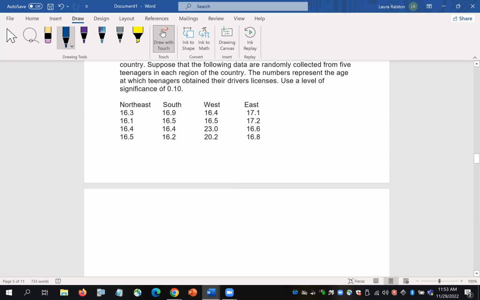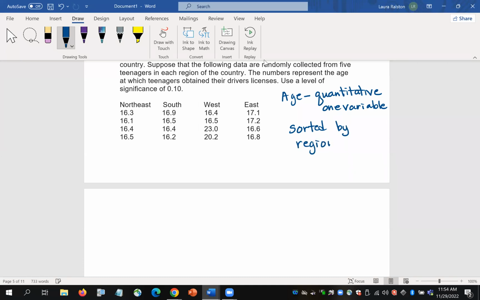And so we have data, we have the age at which they got their driver's license. So we have age, which is quantitative. And notice it's one variable, but it's been divided into groups. So it's sorted by region, which part of the country they're from. So what this triggers in my mind is analysis of variance.